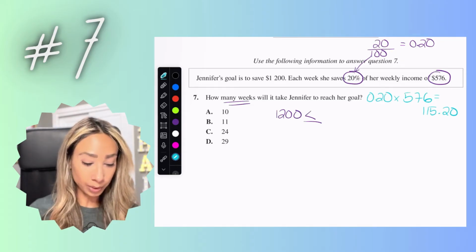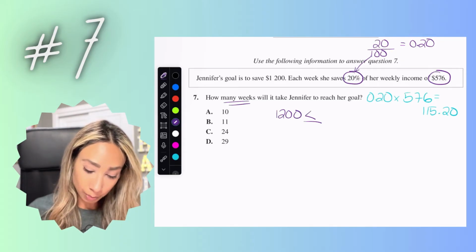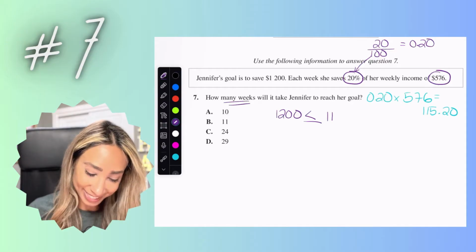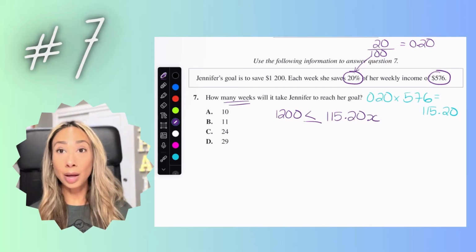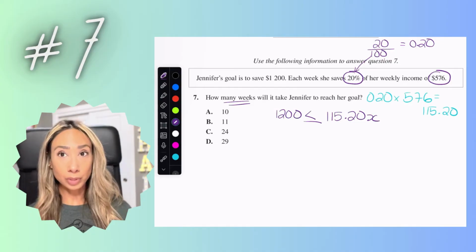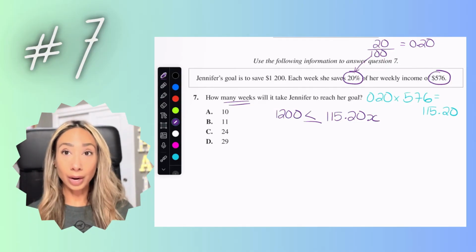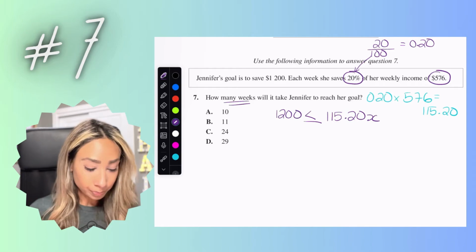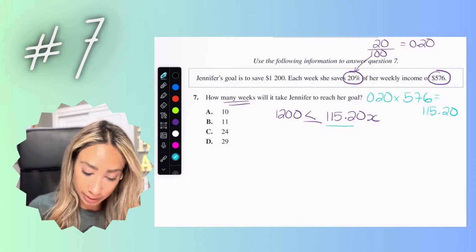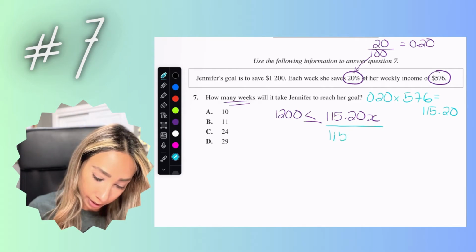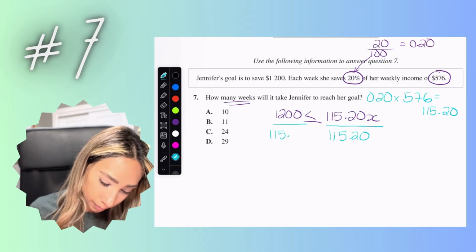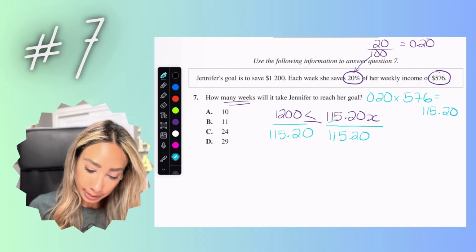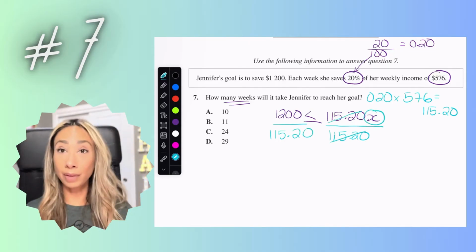So let's go back to our inequality. She needs to save $115.20 for an unknown amount of time, or an unknown number of weeks. So that's what X represents. We have to multiply it by X to figure out how many weeks it's going to take. Now, we just have to solve for X. So I'm going to divide both sides by 115.20, and that's going to cancel out my numbers, leaving me with the value of X.